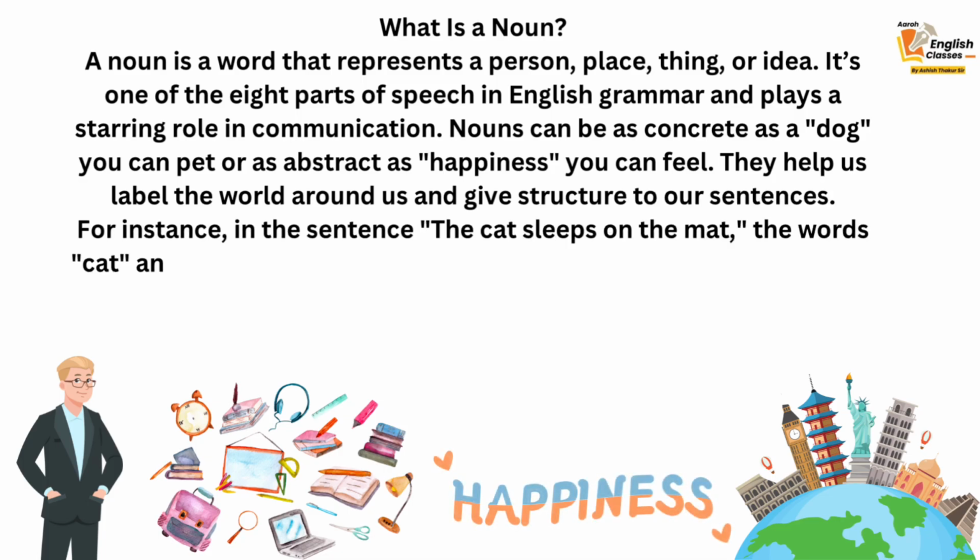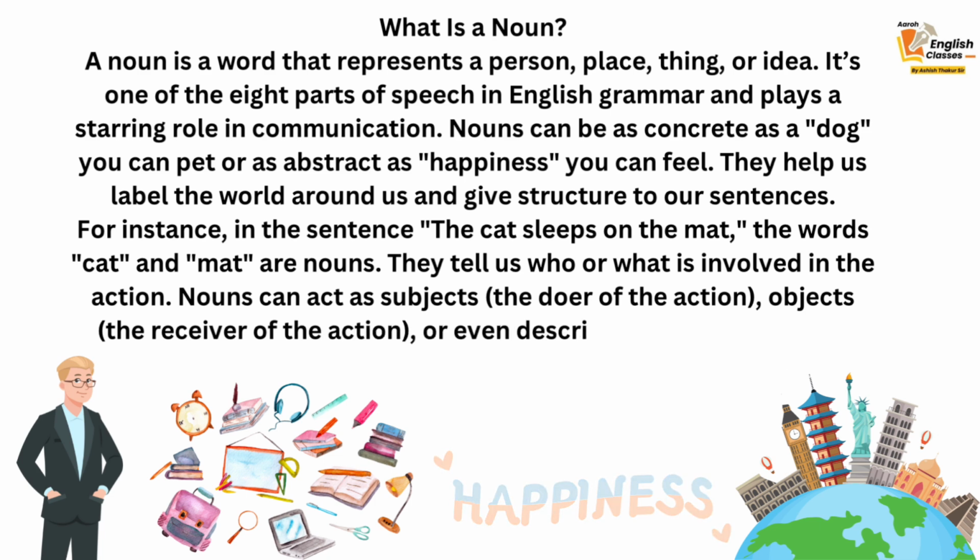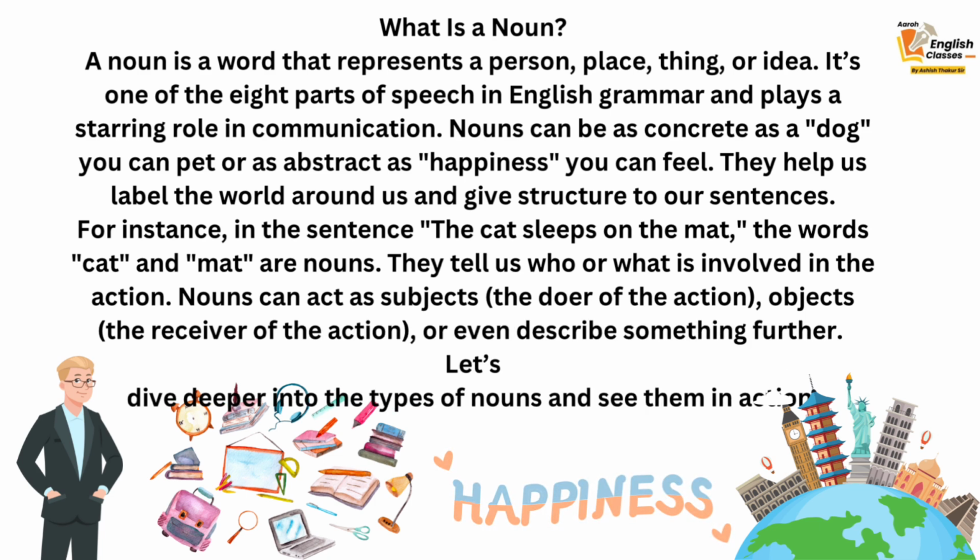For instance, in the sentence, "The cat sleeps on the mat," the words cat and mat are nouns. They tell us who or what is involved in the action. Nouns can act as subjects, the doer of the action, objects, the receiver of the action, or even describe something further. Let's dive deeper into the types of nouns and see them in action.